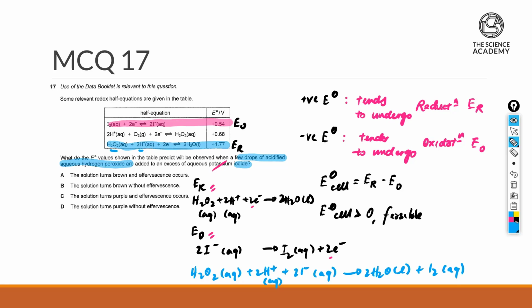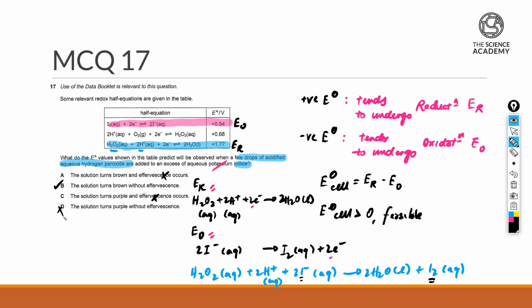You can see that there are no gaseous products in the overall equation, so that means that there should not be any effervescence observed, and you go from a colorless iodide solution into the formation of a brown iodine solution. So that must have meant that B is the correct answer over here.